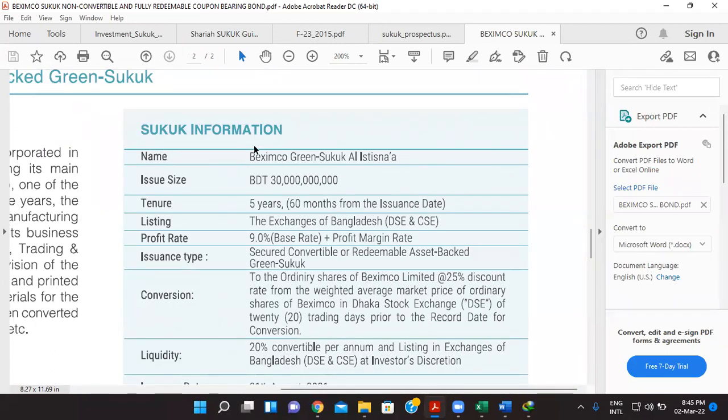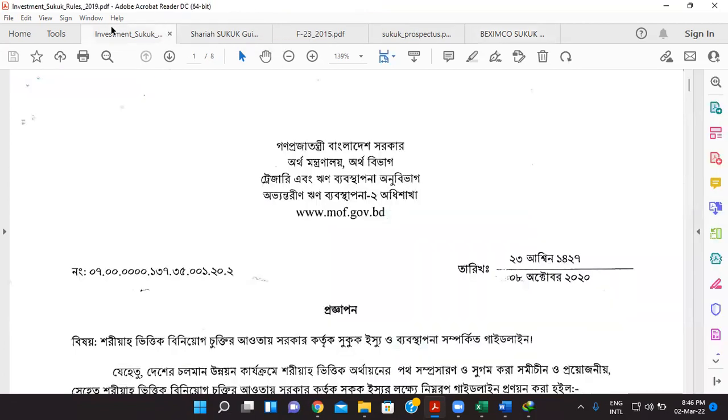BSEC is the name of the originator. Green Sukuk, green is the adjective, but in terms of Sharia, you see that Sukuk al Istisna. What does it indicate? It indicates that this sukuk has been structured based on istisna mode of financing. Is it true? That's why they have included this istisna here. That has been said here, you see.